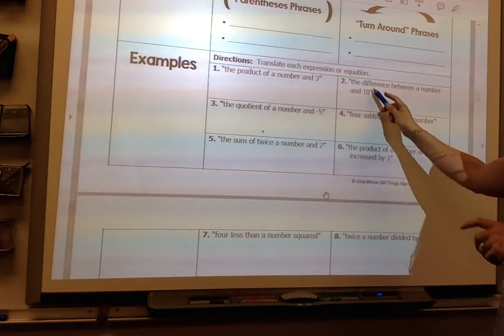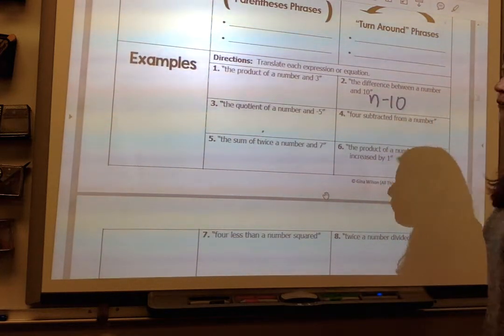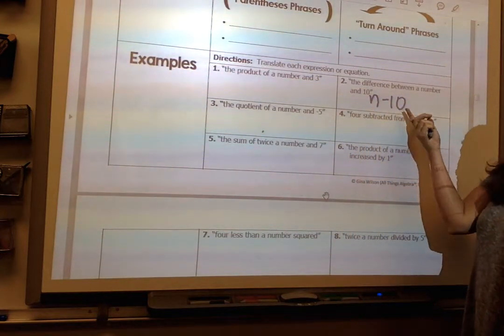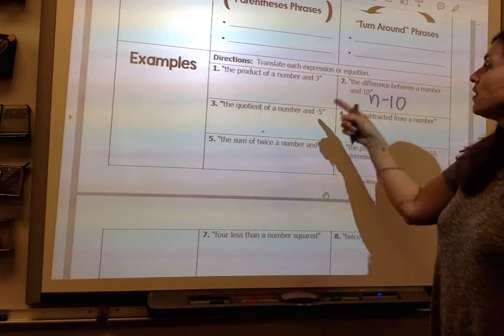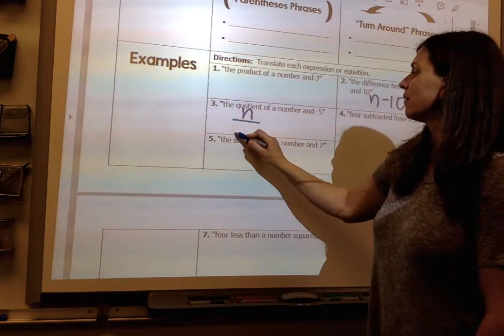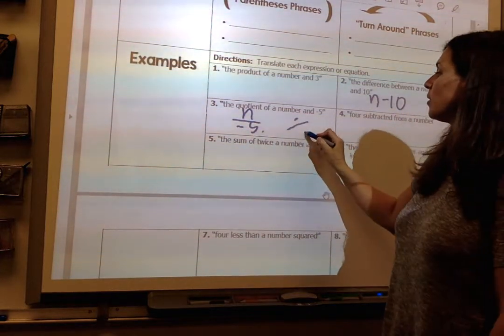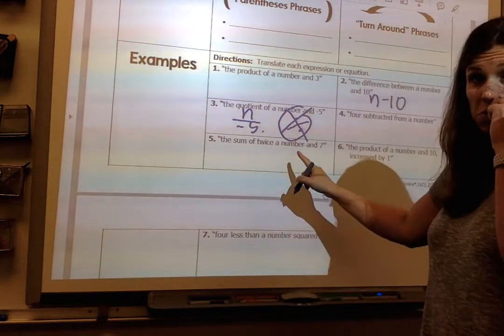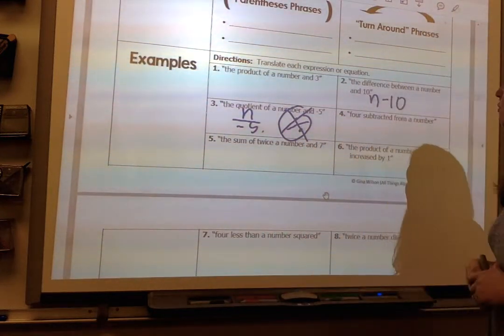Number 2, the difference between a number and 10. Difference is not a turnaround word, so I'm going to go in order. A number and 10, and difference means subtraction. The quotient of a number and negative 5. Division, the number and negative 5. We don't use this symbol anymore, guys. It's gone. It's just a fraction bar. So no more do we use this sign in algebra. Division's gone. Just the division bar.